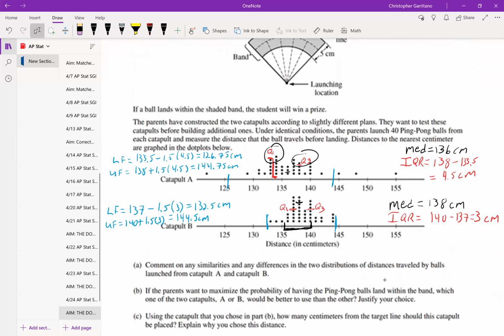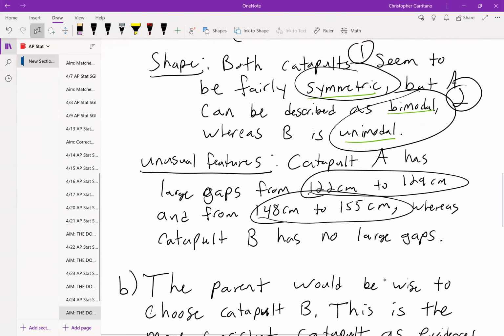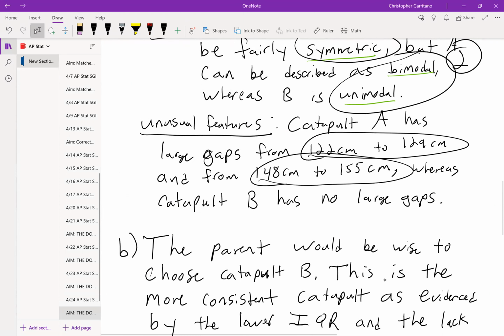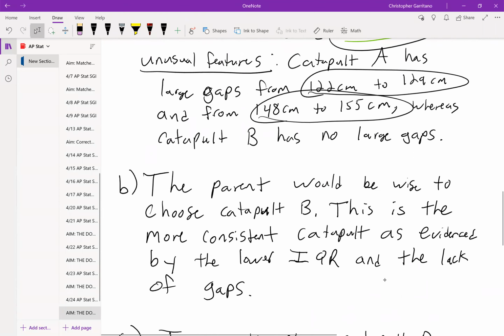But in general, with a question like this, there's not necessarily a right or wrong answer as long as you have appropriate convincing evidence. Anyway, I went on to say that the parent would be wise to choose catapult B. This is the more consistent catapult. I make that statement and then provide evidence, as evidenced by the lower IQR and the lack of gaps. I didn't restate the IQR because I had stated it just before in part A, but if you're looking to be perfectly safe and if you have time, it wouldn't hurt to restate the IQR.